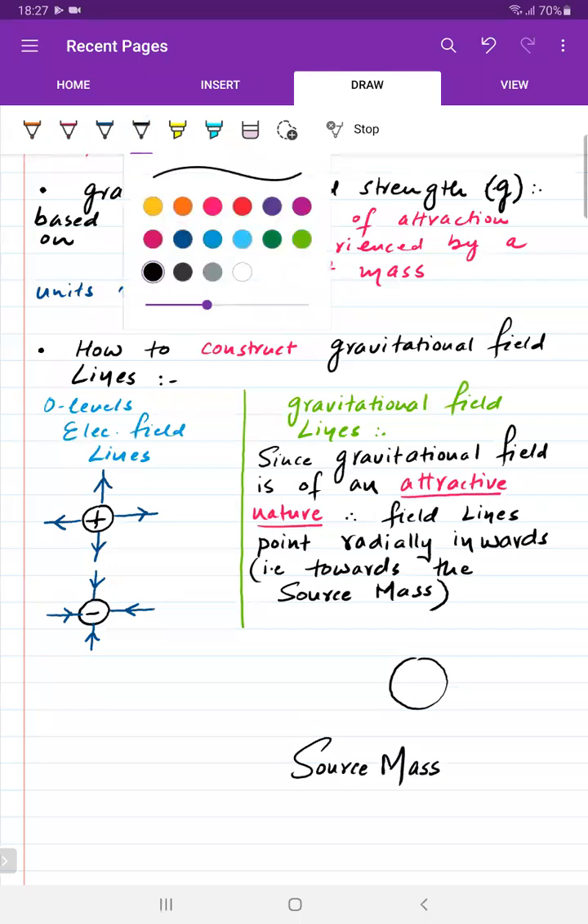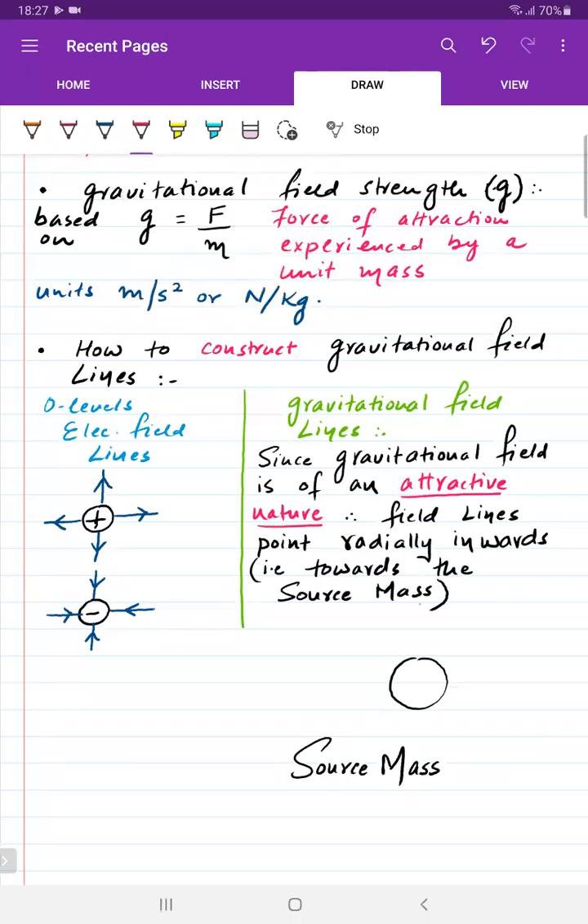So as an example, if you are given a source mass, and if you are asked to construct gravitational field lines around the source mass, so since masses only attract each other, or alternately you can say that since gravitational field is only of an attractive nature, therefore arrows will always only point inwards. Arrows only point inwards.